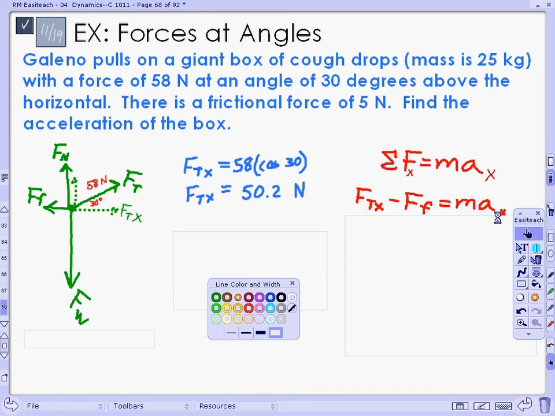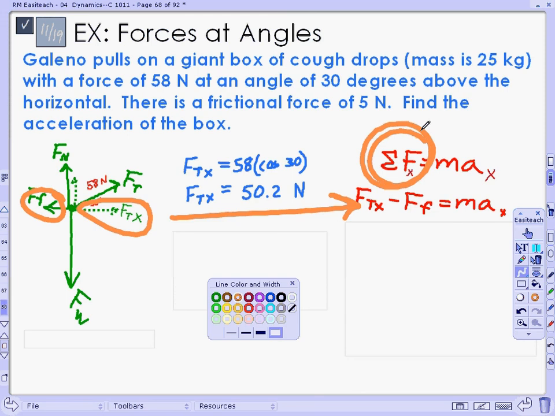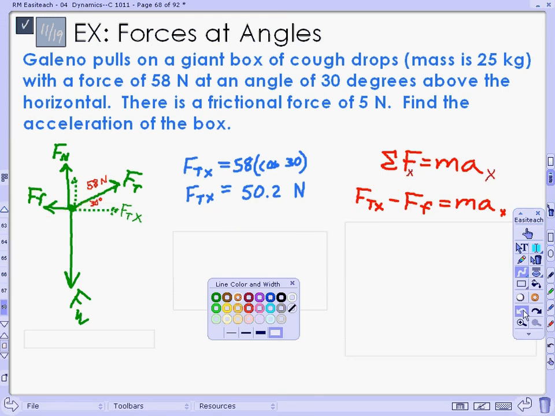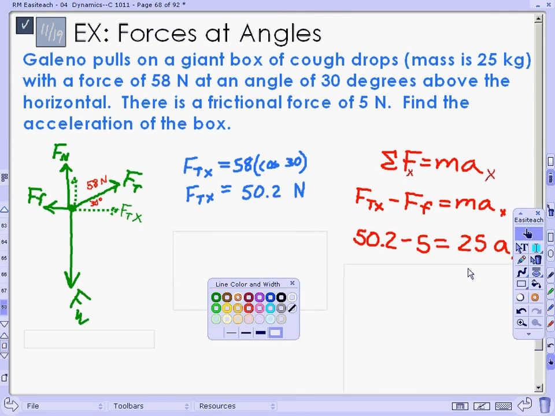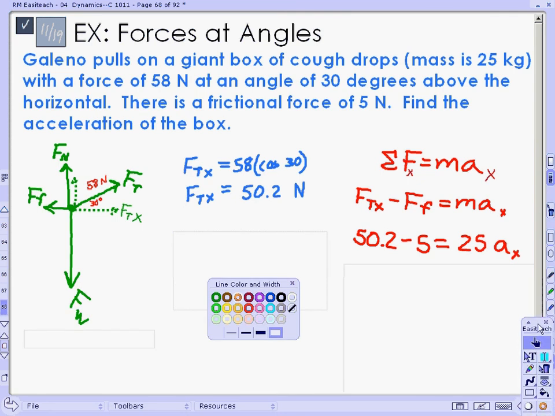Now look what I did here. I just put Ftx minus Ff. All I'm saying is, it's very simple. It's this force minus this force. You can see that in the diagram. And notice that this always comes from the diagram. Next step, I'm just going to put some numbers in. 50.2 minus 5 equals 25a. And then I solve for a.